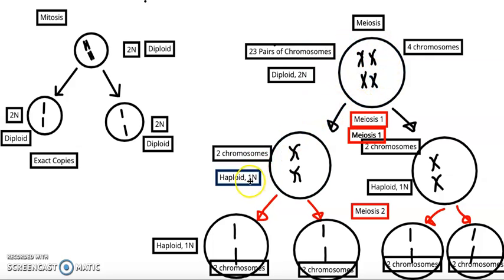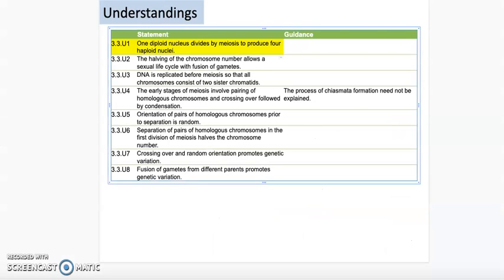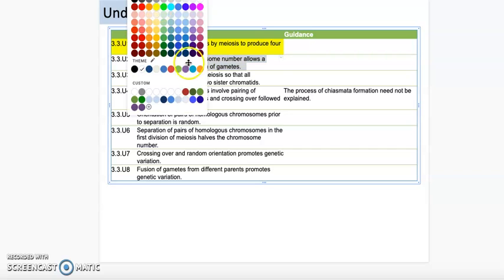Why do we need half the genetic information of the original cell? If you said so that the gametes can fuse, so that sperm and egg can fuse to complete the life cycle of an organism by fusing half the genetic information from the mother, half the genetic information from the father, you would be correct. That's what this statement's all about.